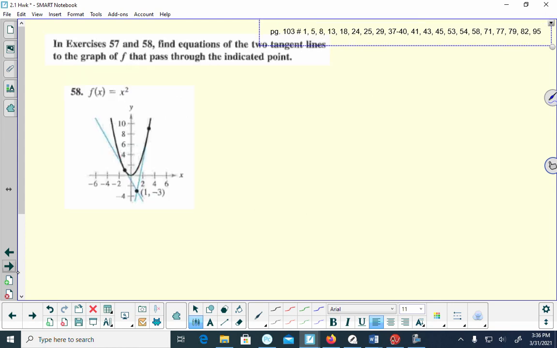Number 58. Your book went through this whole process of finding the slope, but what it wants is to find the equation of the two tangent lines of the graph. I can see that it's going through negative 1, 1, because it's x squared. So if I want to find the slope of the tangent line, I'm going to say 1 minus negative 3 over negative 1 minus 1. So this will be 4 over negative 2, and I get a slope of negative 2.